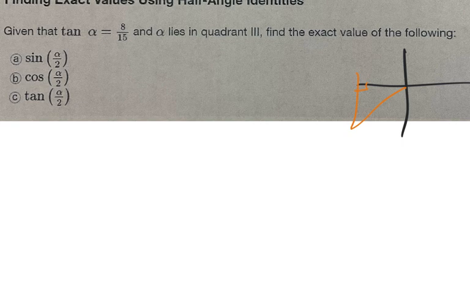So tangent is 8 over 15 in quadrant 3. So here's my angle alpha. Opposite is 8. The adjacent is 15. So this is the classic 8, 15, 17. I think that's right. Pythagorean triple. If it's not, don't check me.